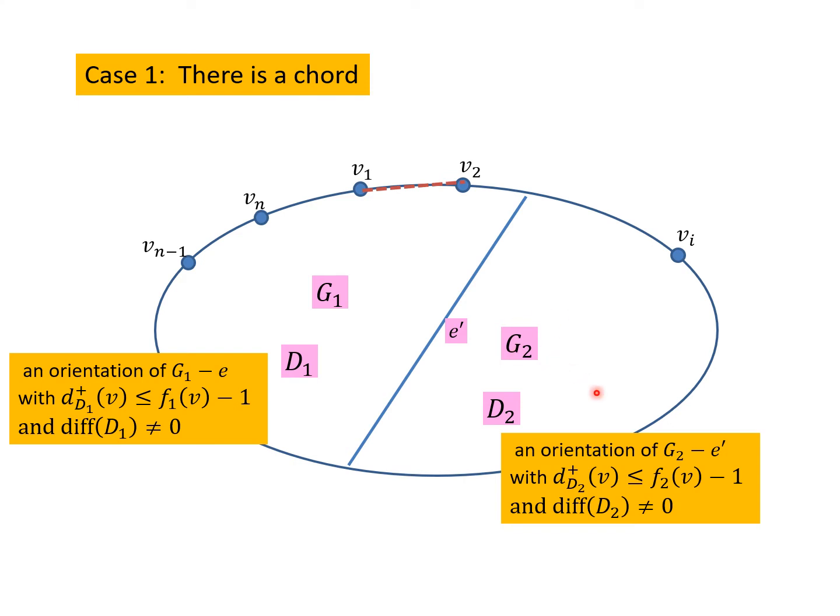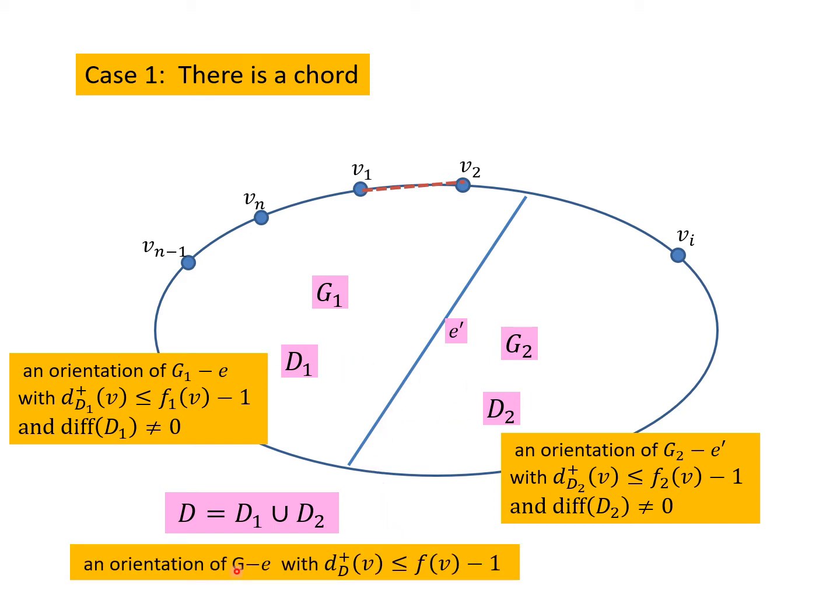Okay, so once we have this, we just put the 2 orientations together, the 2 digraphs D1, D2. This is an orientation of G minus E. So we write the union, simply treating D1, D2 as arc sets. So this is an orientation of the graph G minus E. Every edge, including this edge, gets an orientation, right? This edge is oriented in D1, but in D2 it's not oriented. D2 is an orientation of G2 minus E prime. Every edge gets an orientation, and it is easy to verify.